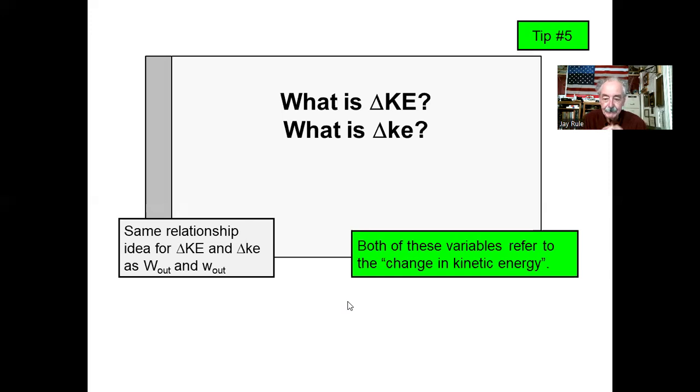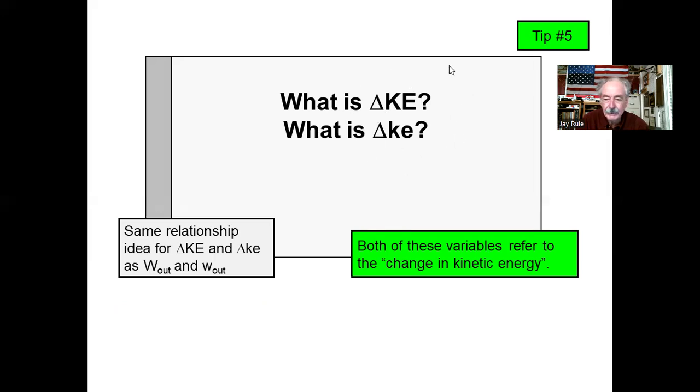Okay, the last tip coming down the home stretch. Some students I'm finding, and correctly so, I fully understand. I also had this confusion until I worked through a lot of problems. What's the difference between change in capital KE and change in little ke? In other words, delta kinetic energy and delta little kinetic energy. And so it's the same relationship idea. So I'm hoping that you see a relationship between capital W and little w.